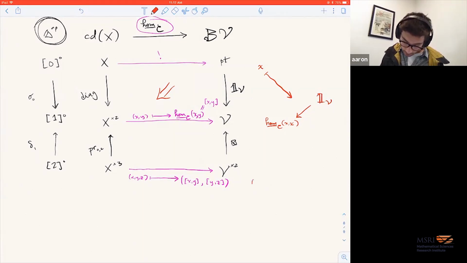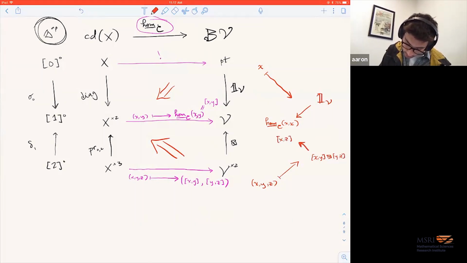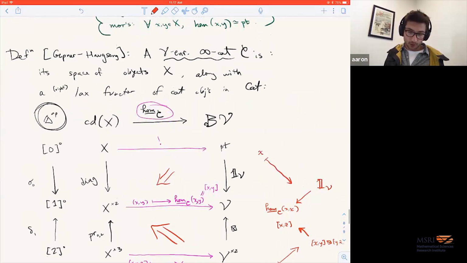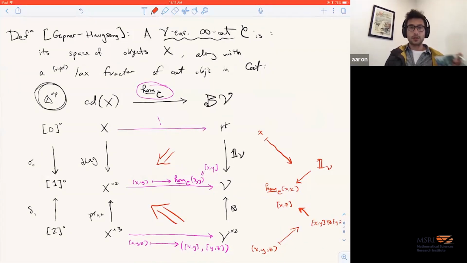On the other hand, if I have a triple x, y, z, this natural transformation goes this way. And what that's going to be sent to is, if you go across and then down, you're taking Homs from X to Y tensored with Homs from Y to Z. And then that maps to Homs from X to Z. And of course, that's composition. So that is the data of a V-enriched infinity category.